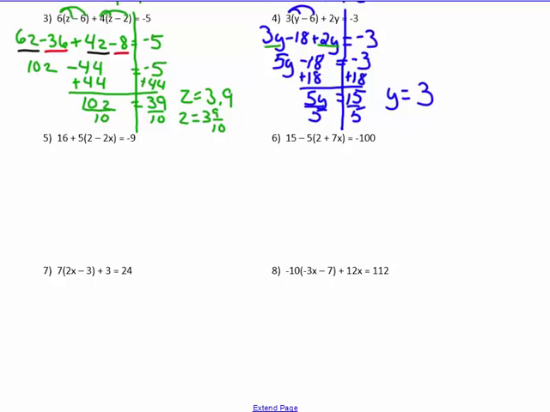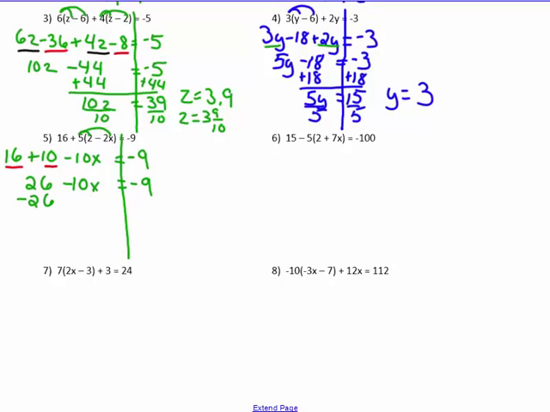again, I can't put the 16 and 5 together first because I have to clear the parentheses. So the 16 is going to get copied over, and then 5 times 2 is 10. 5 times negative 2x is negative 10x equals negative 9. My like terms are my constants. So 16 and 10 is 26 minus 10x equals negative 9.